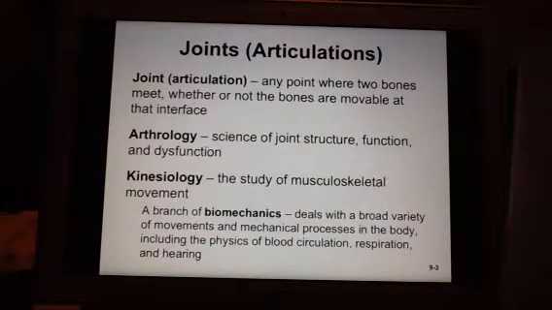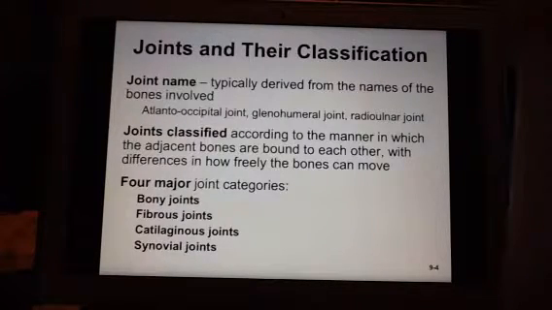And so technically a joint, which can sometimes be called an articulation, is any point where 2 bones meet. And that doesn't mean that the bone is moving. We usually think about joints as movable, but it's called a joint whether or not the bones are movable at that spot. The name of the joint usually comes from the names of the bones involved. So it's usually parts of those 2 bones' names, like radio-ulnar joint is the radius and the ulna. And they're classified by how the bones are bound together.